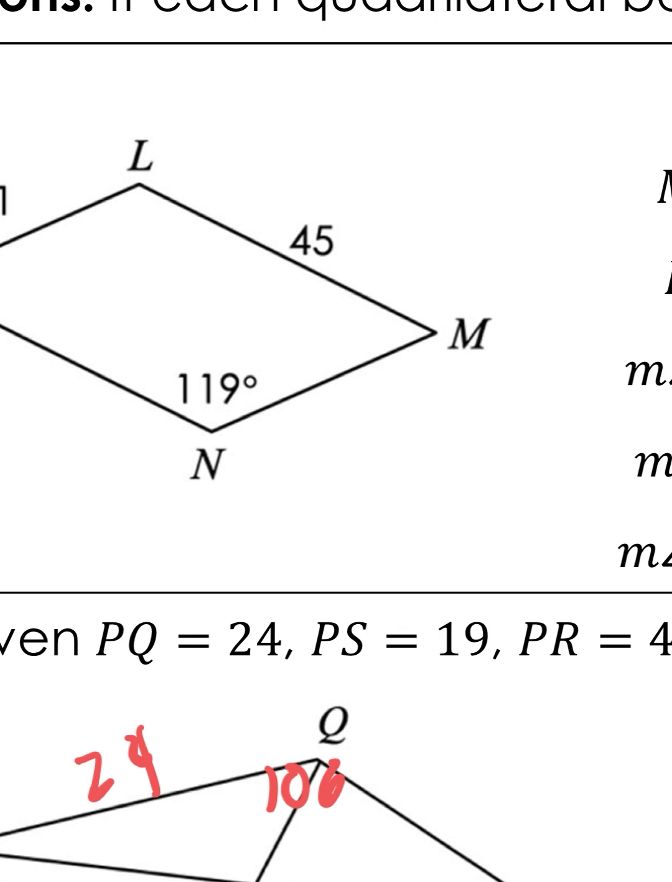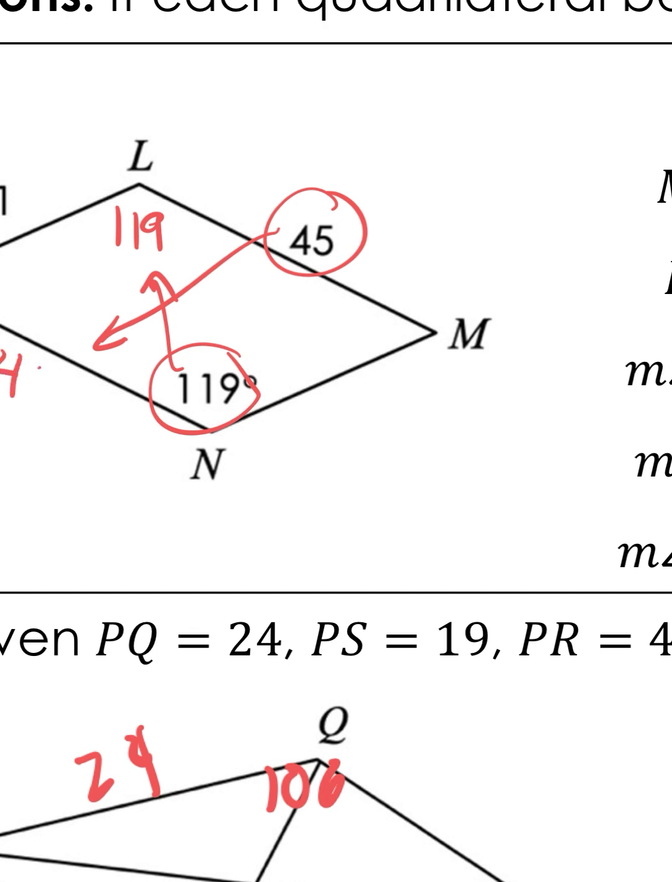So this, for parallelograms, you have 2 sides that are parallel, right? Opposite sides are parallel. That means that opposite angles are going to be equal, and that comes all the way back to the parallel line rules that we did in the first semester. So that means that L is 119, right? Opposite angles are equal, and then opposite sides are equal. So if that side, LM, is 45, then that means that this side is 45. Okay, if this side is 31, then this side is 31.